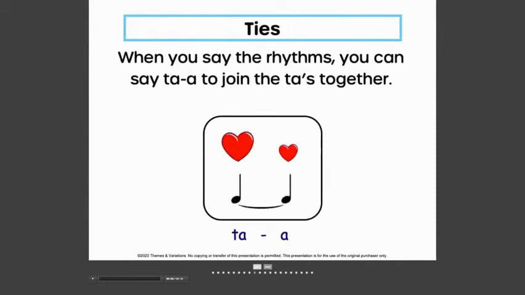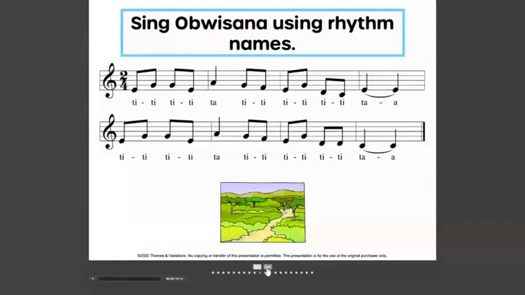When we say the rhythm and they're joined together like this, we say ta, and we hold it for the 2 counts. We don't say ta, ta. So now let's take a look at the entire rhythm. We just drew the notes for this first line. Let's clap and say it. 1, 2, ready, go. Ti, ti, ti, ti, ta, ti, ti, ti, ti, ti, ti, ta.